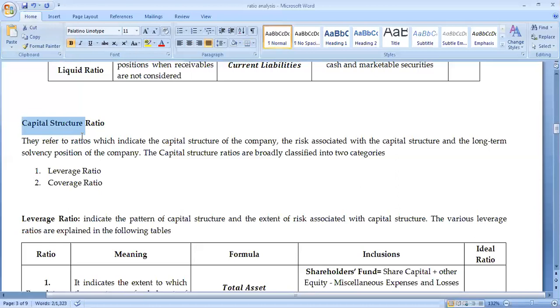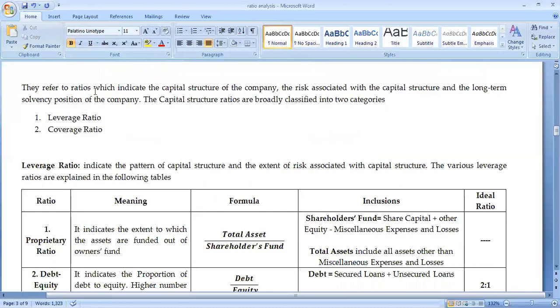Irrespective of the capital structure, it may be debentures, equity share capital, or preference share capital. In order to meet the growth, you need this capital structure. So the capital structure ratio we shall see. It refers to the ratio which indicates the capital structure of the company, the risk associated with the capital structure, and the long-term solvency position of the company.